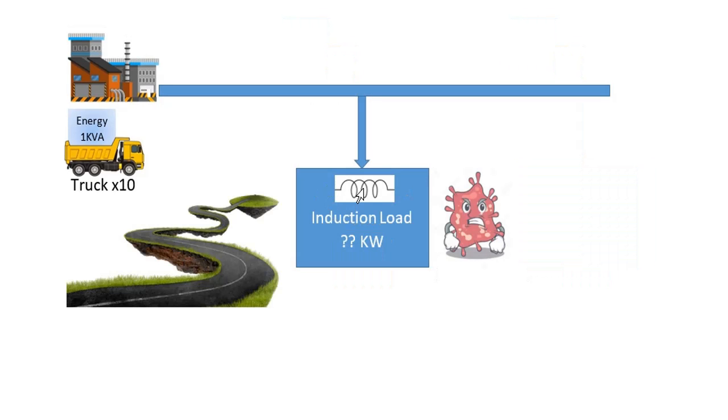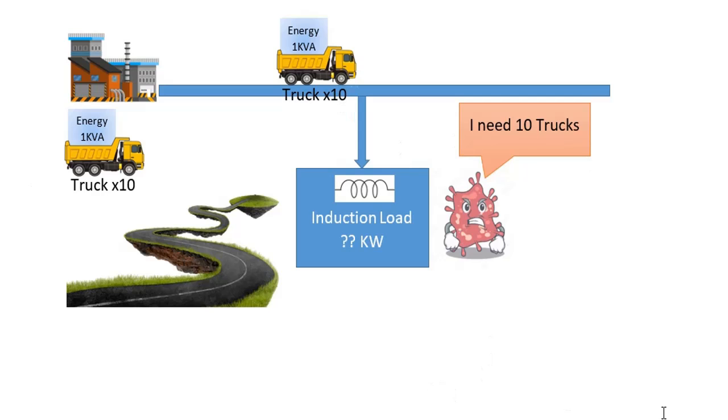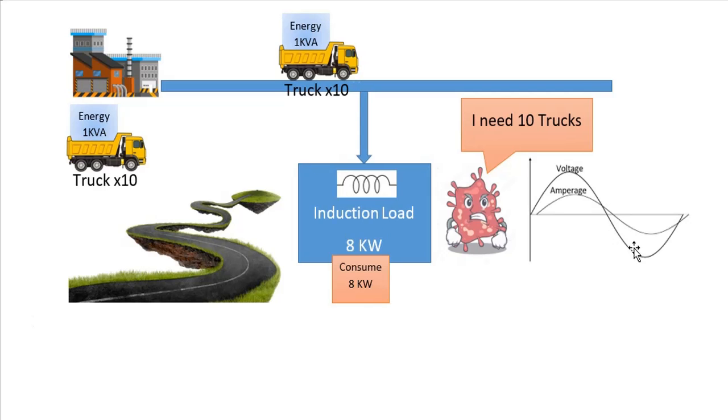For an induction load, it's like a difficult zigzag road and a difficult customer. Because the road is difficult to move on, if he buys 8 kilowatts, he needs to say 10 trucks come here. In one very short power cycle, the 10 trucks have to wait for delivery, and consume only 8 kilowatts for 8 trucks. So you can see it is not efficient in transmission, causing waste. We don't lose 2 trucks, but we do pay the cost to move 10 trucks and wait.